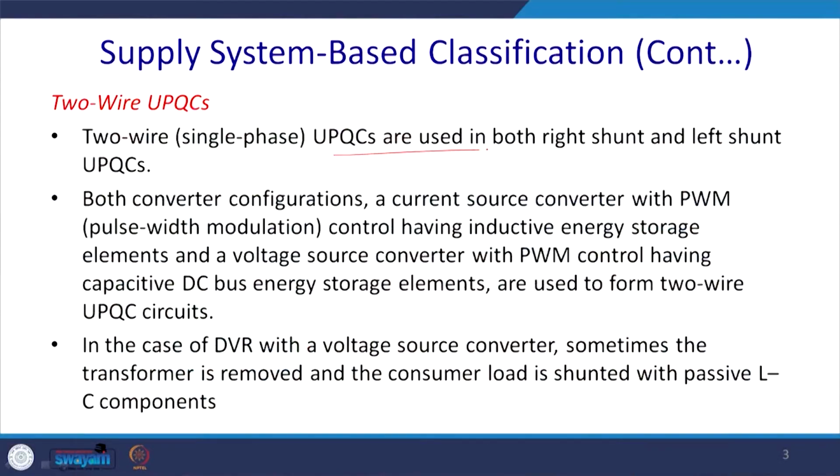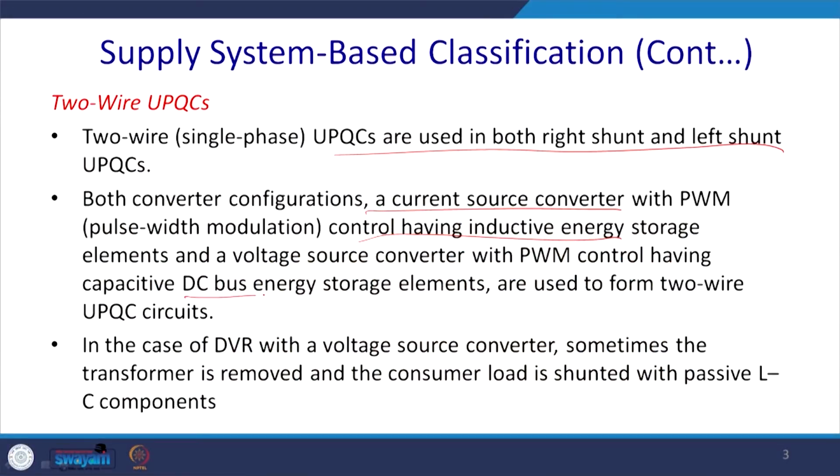So, UPQC are used for both right shunt and left shunt, since the voltage rating does not vary much because it is a single phase system. So, for this reason we do not have much complexity; as far as the rating is concerned, we can use right shunt as well as left shunt. Both converter configurations, a current source inverter with the PWM modulation technique having inductive energy storage elements, and the voltage source converter with the PWM control having capacitive DC bus energy storing element, are used to form the 2 wire circuits.